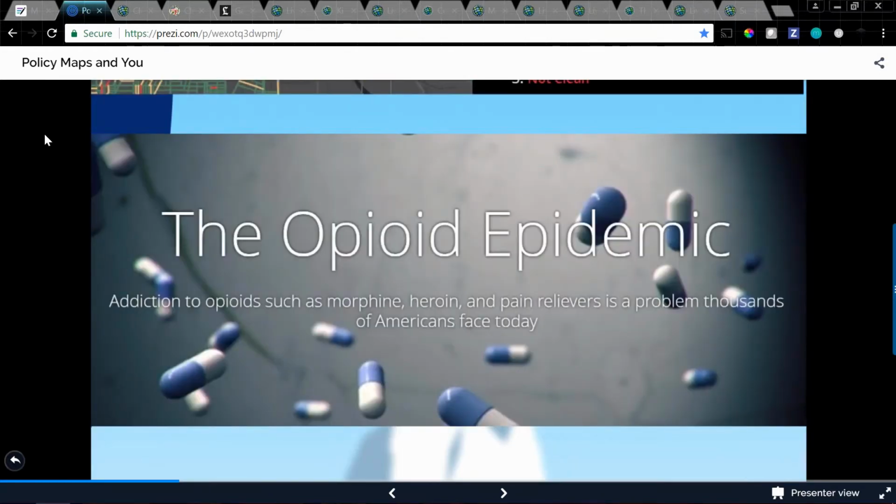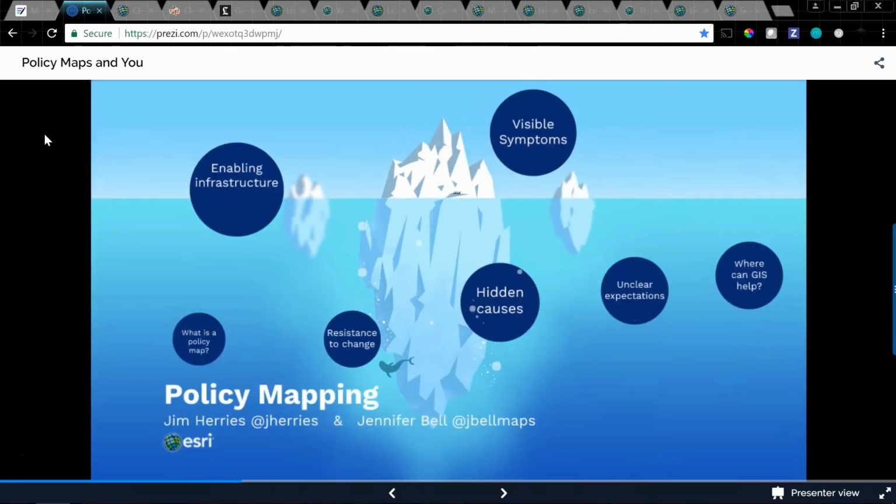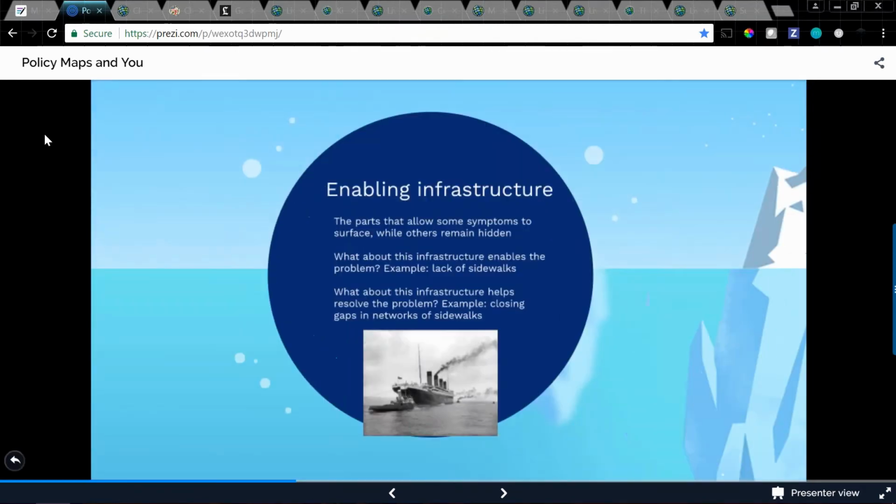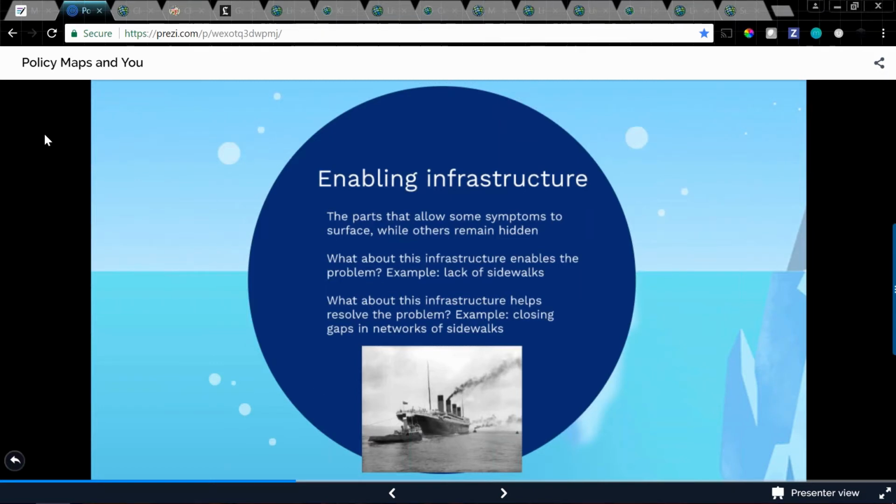Similarly, we've got a nice story map to discuss in a minute about the opioid epidemic and some of the data in there and how mapping those visible symptoms starts a conversation. But oftentimes it's as useful to understand and explore and discuss the enabling infrastructure. Right? And what do I mean by that? Well, an iceberg floats on water. I would call water an enabling infrastructure.